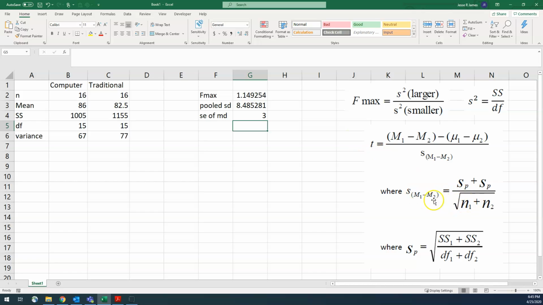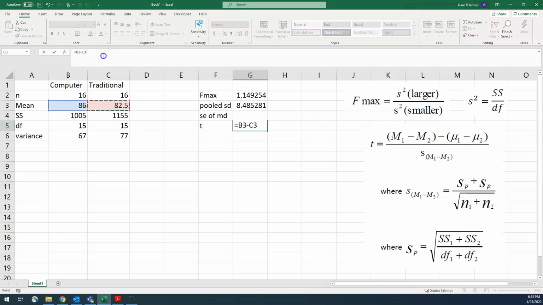We use the standard error of the mean difference here in the computation of the t statistic. So I'm going to put the t right here, and I'm going to say the t is equal to the mean 1 minus the mean 2. And we don't have to put anything after that because this is always 0, so it's just the mean difference minus 0.